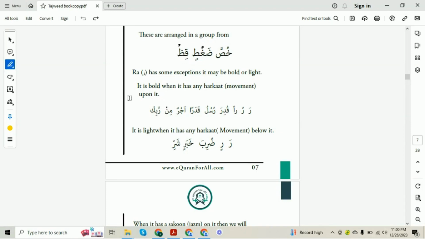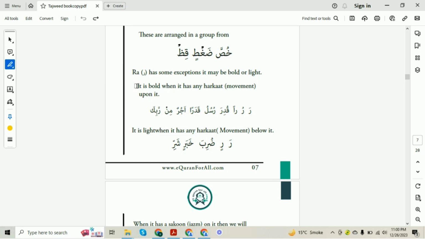In the last lesson we learned about bold letters, and we also went through why raa isn't included in the bold letters. Today we will read this topic in detail. In the last class we learned that there are some exceptions. Sometimes raa is read in a bold and strong voice, and sometimes raa is read in a light voice.